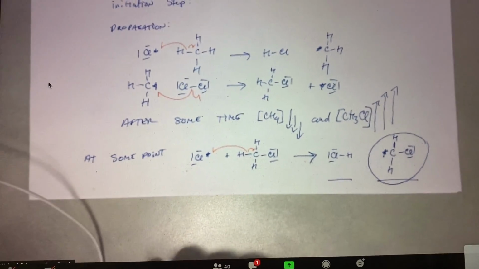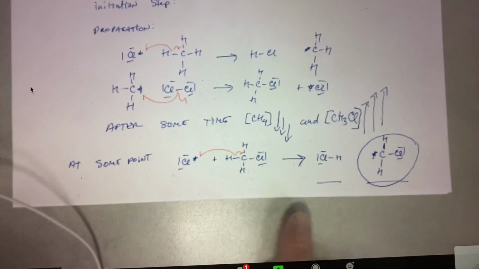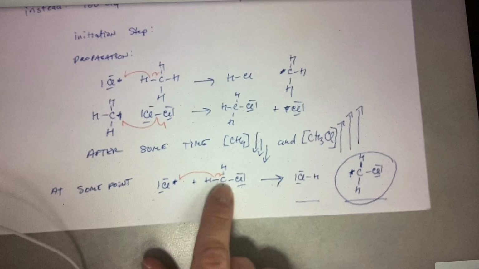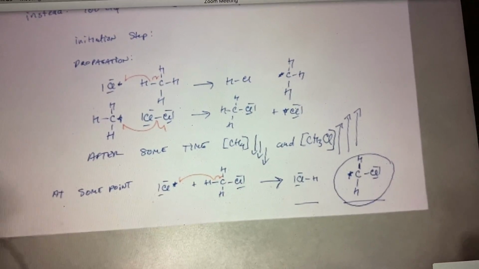There's energetic reasons for this. We're not going to worry our pretty little heads over them today or tomorrow or ever, but we're just going to follow this logical process that chlorine radical is hunting for carbon-hydrogen bonds. Carbon radicals are going to be hunting for chlorine bonds.